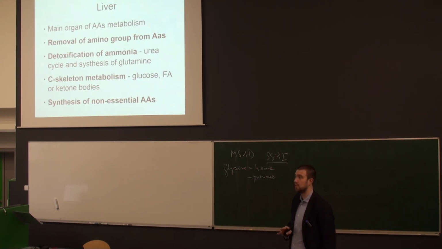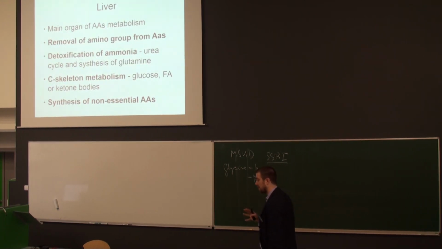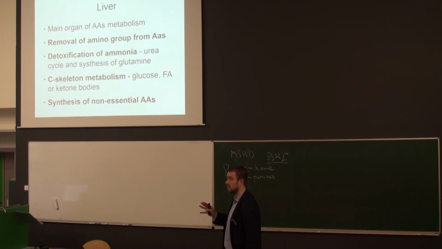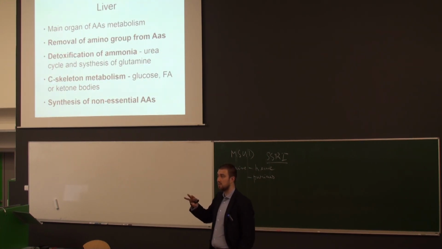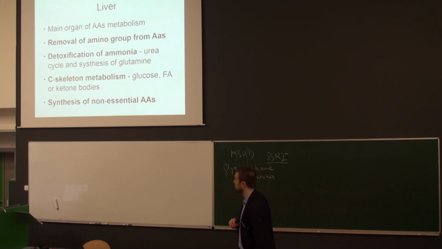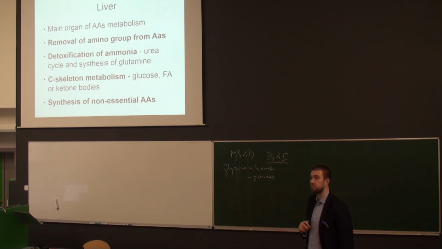And the last function that's important for amino acid metabolism: liver cells are an important place for the production of non-essential amino acids. As you saw, the production of non-essential amino acids is sometimes only the reversion of the degradation, typically the transaminases. So any question about the liver?